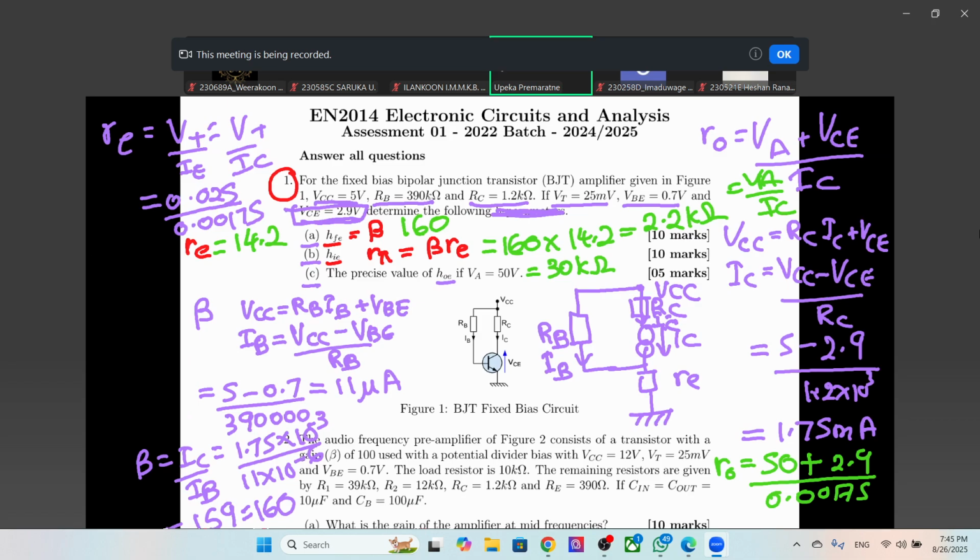So don't worry about these notations, right? HFE, HIE. As long as you know HFE is beta, then that is enough, because that is usually the value for beta that is given in the data sheet. So HIE is R pi, HOE is R0. Those are the values, but don't worry, because anyway we haven't done it.